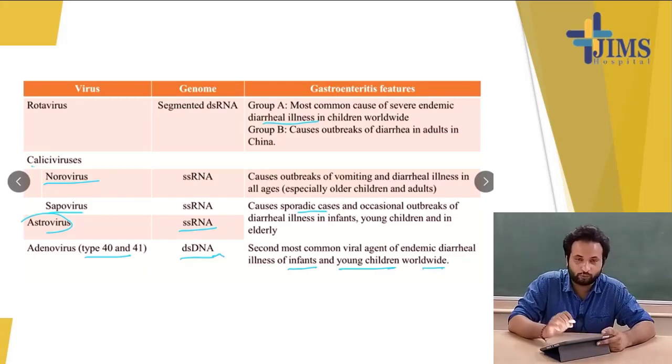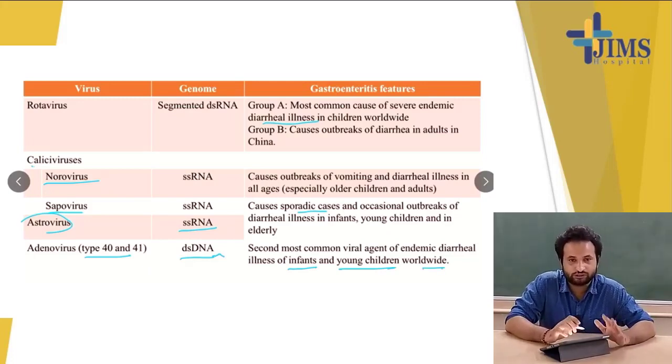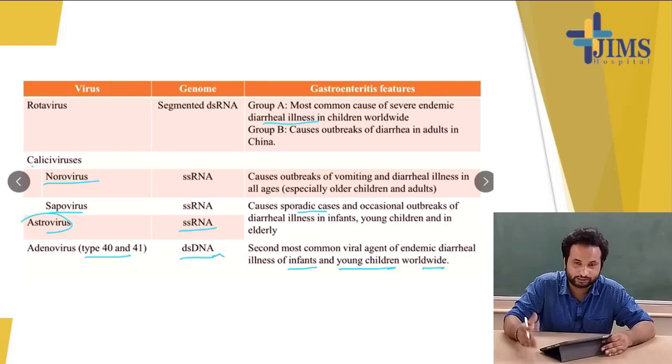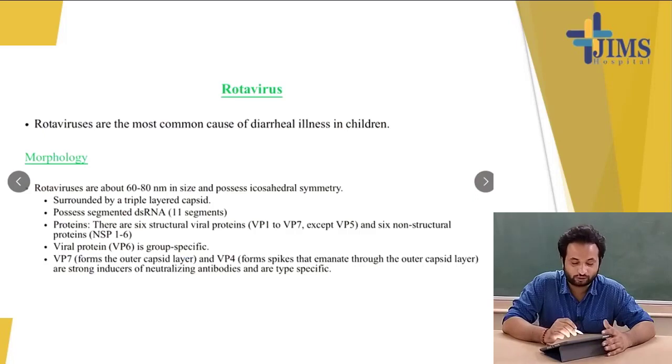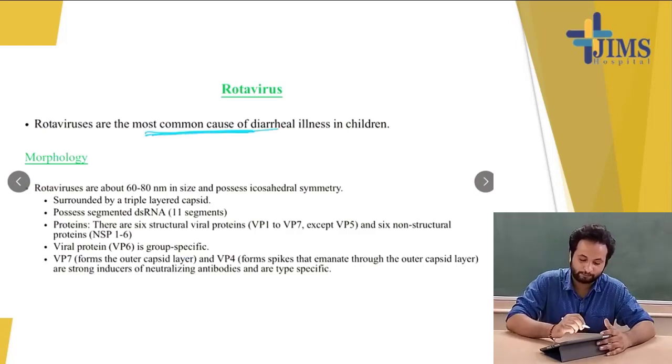Okay, so the most important cause is Rotavirus, which is a segmented double-stranded RNA virus. Second is Adenovirus, type 40 and type 41, which is a double-stranded DNA virus. So these both are double-stranded. Other viruses are single-stranded RNA viruses, which include Norovirus and Sapovirus within the Calicivirus group, and then there is Astrovirus. So first let's talk about Rotavirus here. Rotavirus, as I already told, is the most important cause of diarrhea in children.